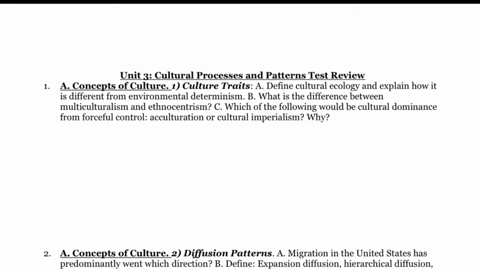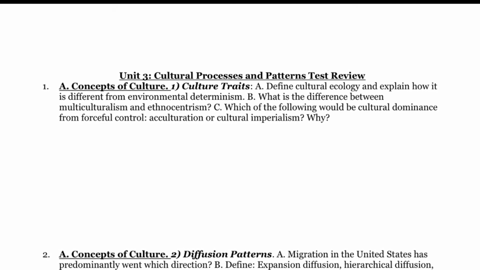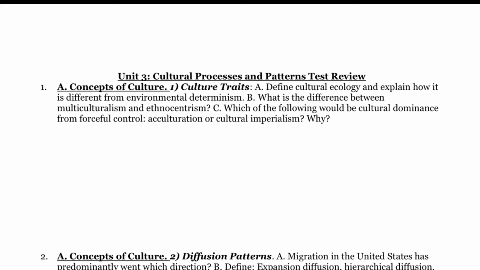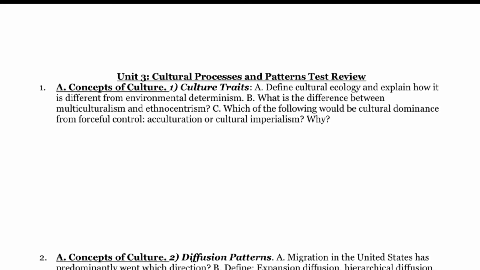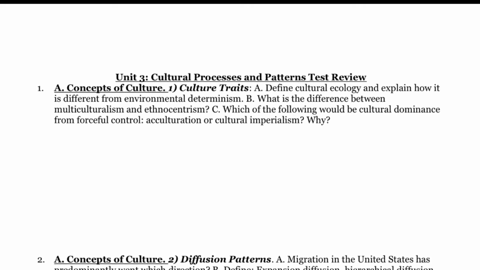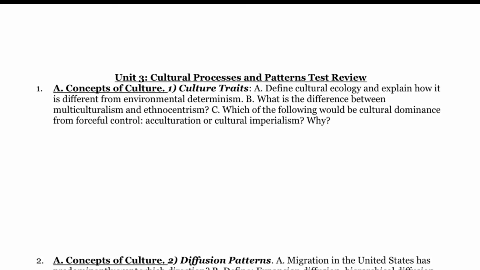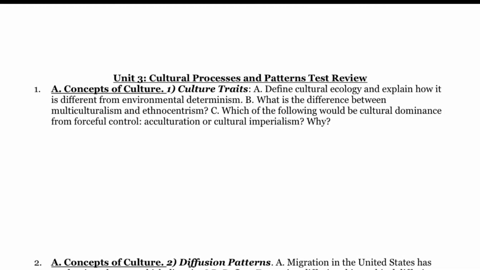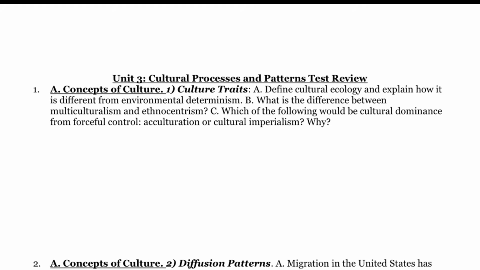Letter B, what is the difference between multiculturalism and ethnocentrism? Ethnocentrism is the habit of evaluating other people's cultures, customs, beliefs, and practices according to the limited perspective of one's own culture. So basically, in ethnocentrism, you're judging another people's culture.